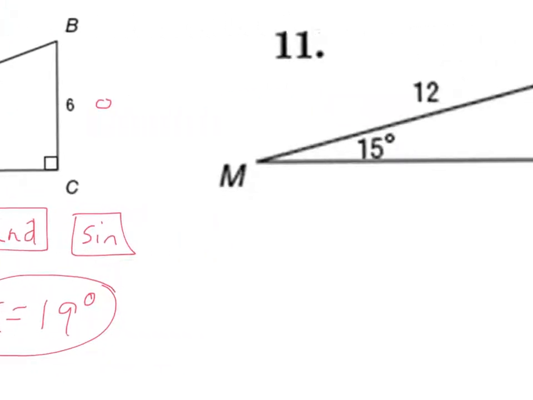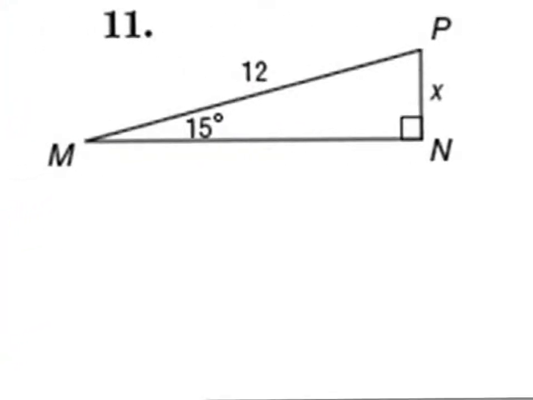All right, looking at the last example of our notes, we've got 15 degrees here. This is the angle that we're looking at. 12 is going to be our hypotenuse, and x is opposite the 15 degrees. What ratio uses O and H? That would be the sine ratio.